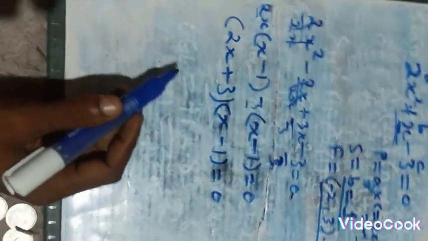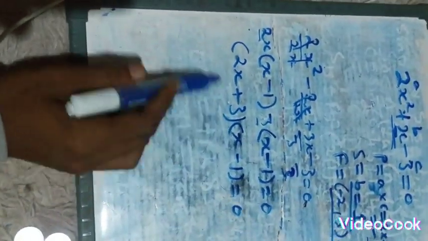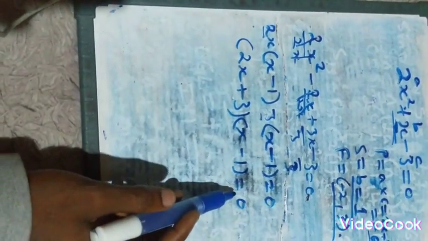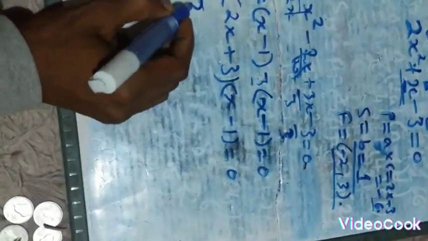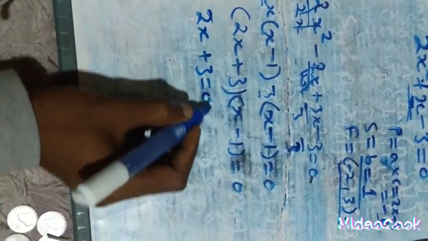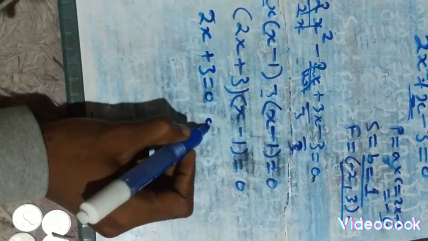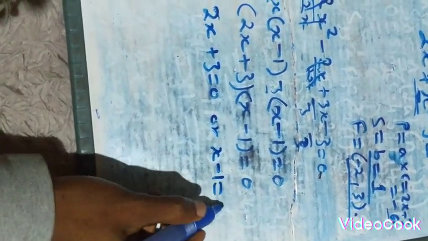Then when we reach here, since it is equated to 0, we are finding the value of x. If it wasn't equated to 0, we could have finished the answer from here. But since it is equated to 0, we're going to say 2x plus 3 is equal to 0, or x minus 1 is equal to 0.